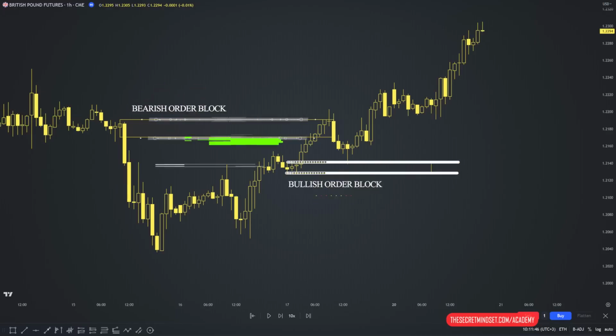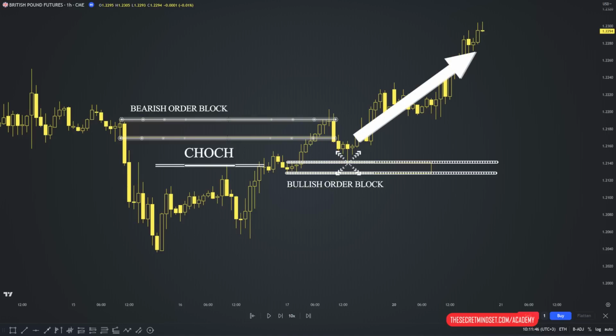And after reaching the marked area, the price only experiences a small drop before breaking higher again, forming another new high and creating a bullish order block in the process. And when the market returns to this area, it triggers another upward movement.